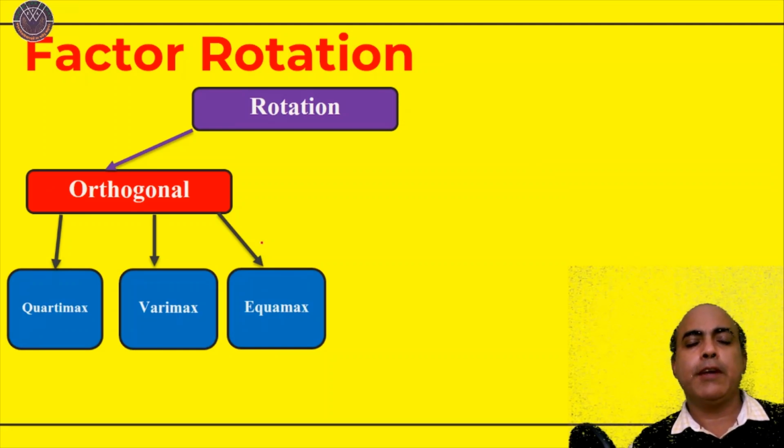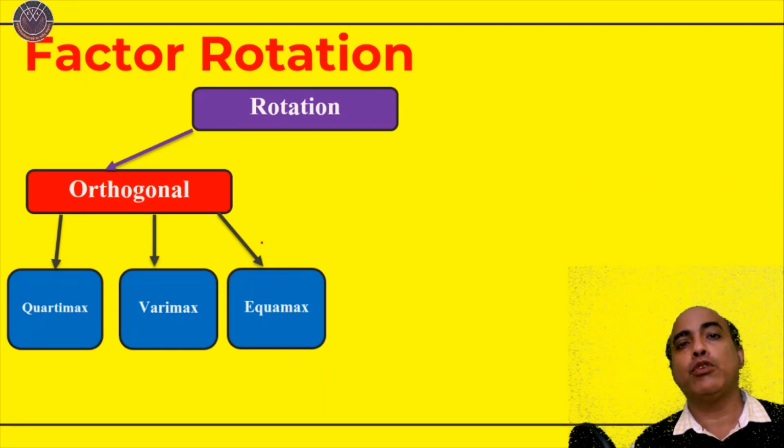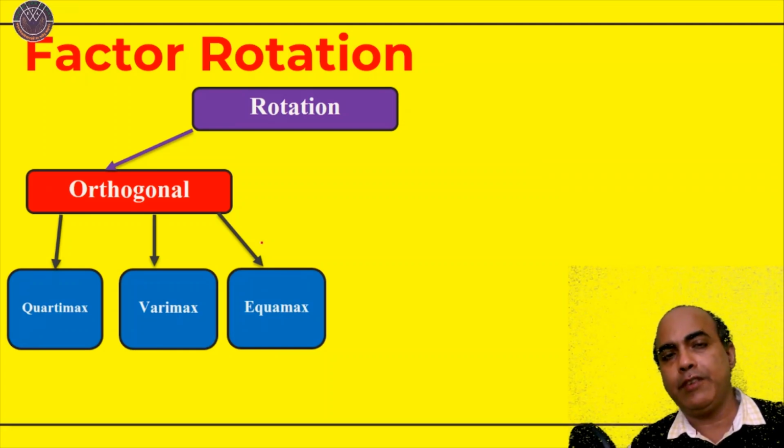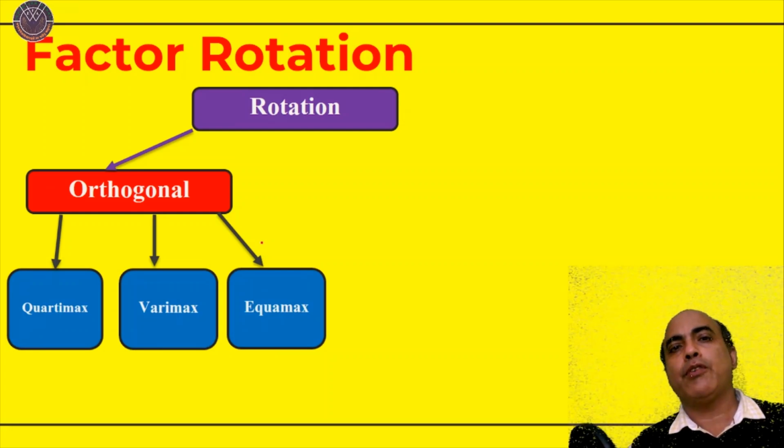Whereas in Varimax rotation, we try to minimize those variables which are responsible for cross-loading with different factors. And Equamax is a combination of Quantimax and Varimax. So these three approaches of rotations are there by which you can get the factors with a clear picture, from which we can go for clear interpretation of our factors.